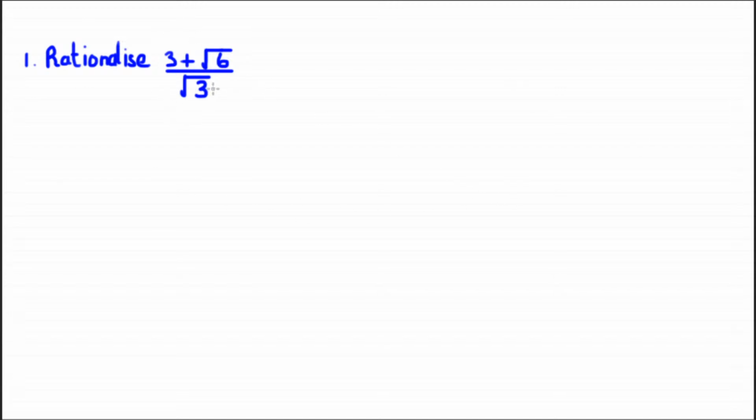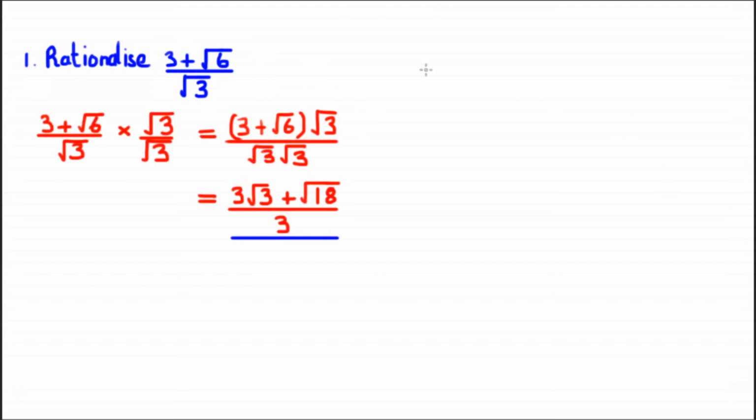If you are to rationalize this term, you guys can literally just give me the answers as I'm going along explaining it, if you feel you're correct. So rationalize 3 plus the square root of 6 divided by the square root of 3. Right? In order to rationalize, we need to multiply by the square root of 3 over the square root of 3. Okay?